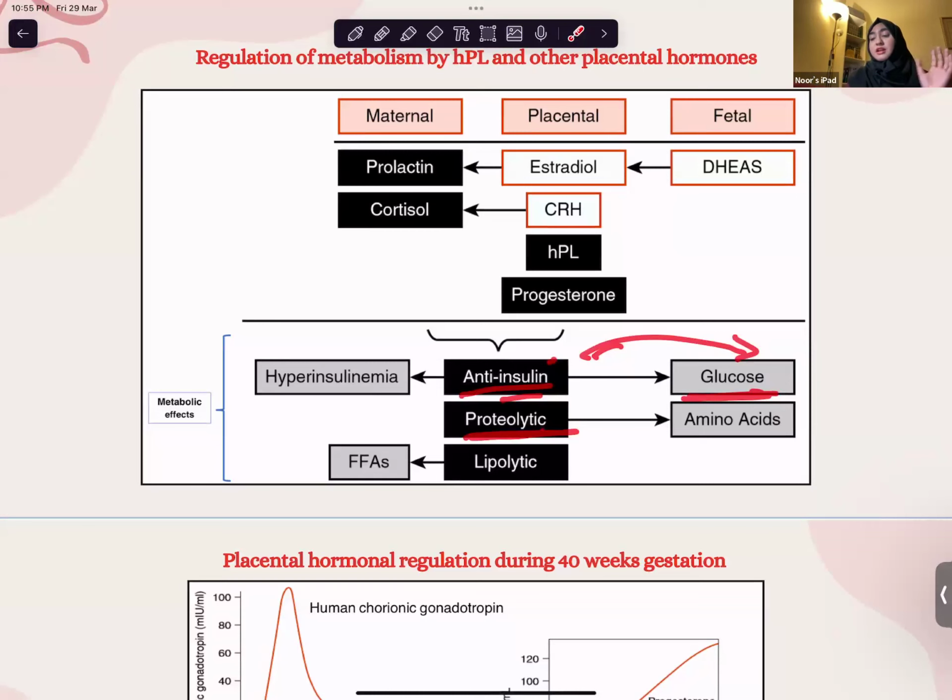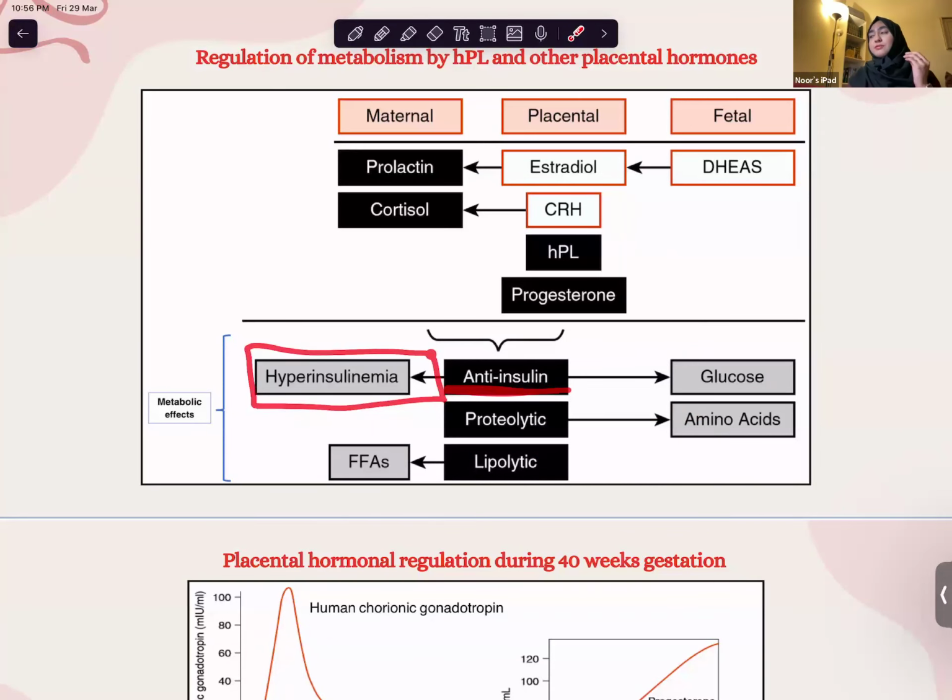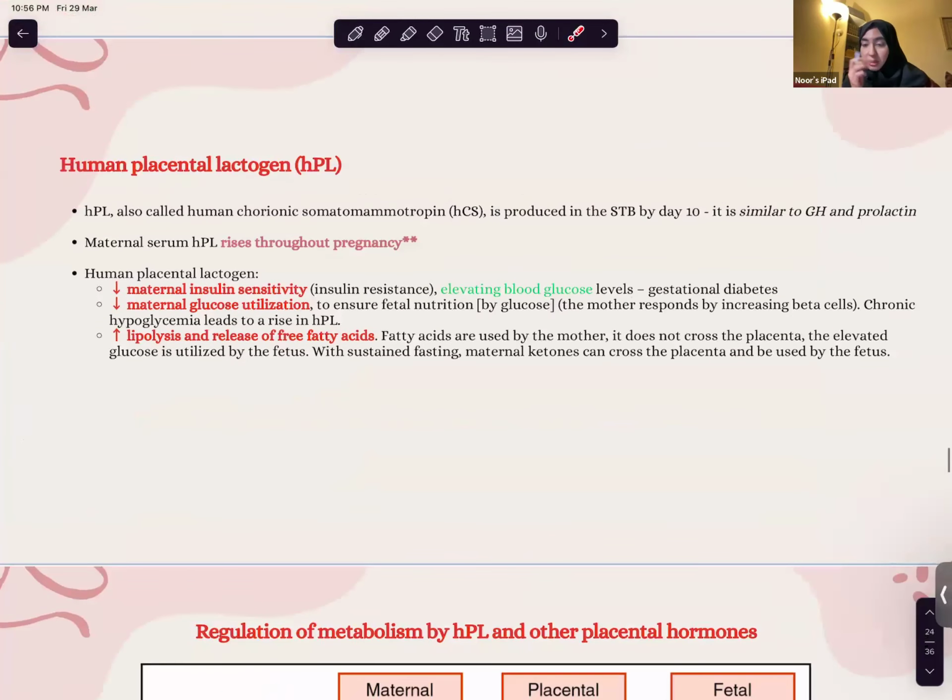Also, these hormones have a proteolytic effect, which means there is breakdown of proteins, and those amino acids then go to the baby. And there's a lipolytic effect, like I said: HPL increases the lipolytic activity because now the mom needs to get energy from somewhere. She's not getting the glucose because that glucose is being given to the baby. So the mom is getting free fatty acids. Also, the anti-insulin effect means hyperinsulinemia, because the glucose is spared and insulin is not acting on it, but the body still keeps on producing more and more insulin. So what she will have is hyperinsulinemia.